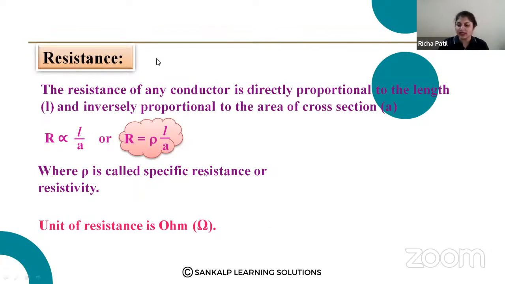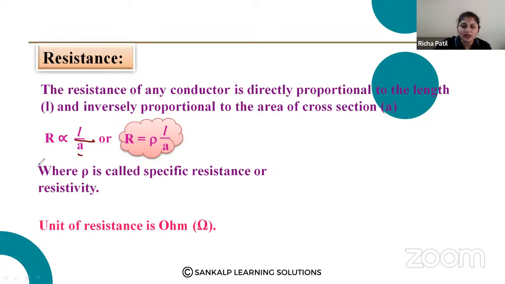So the next concept is resistance. What is resistance? The resistance of any conductor is directly proportional to the length, represented as small l, and it is inversely proportional to the area of cross section, A. So the resistance R is directly proportional to L and inversely proportional to the cross-section area A.